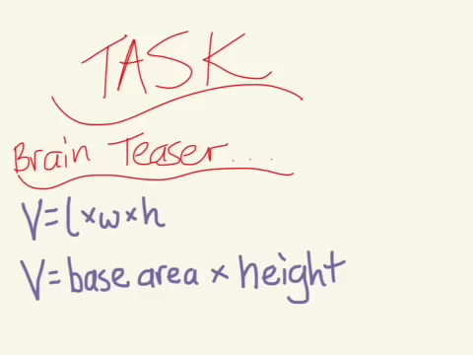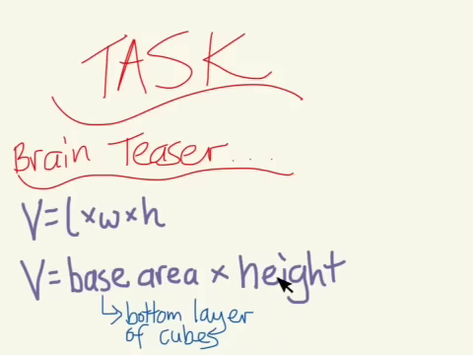The base area, meaning the bottom layer of cubes, the base area times the height. How is that related? How did we get height and height the same, but length times width here and base area here? Why do both formulas work? That's the first thing you'll be discussing in your discussion groups tomorrow.